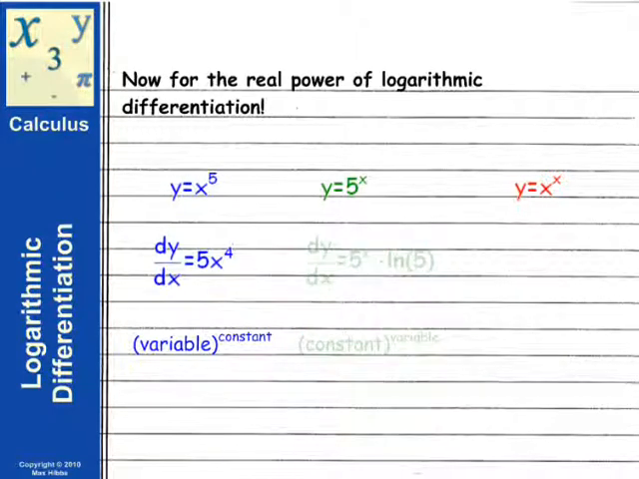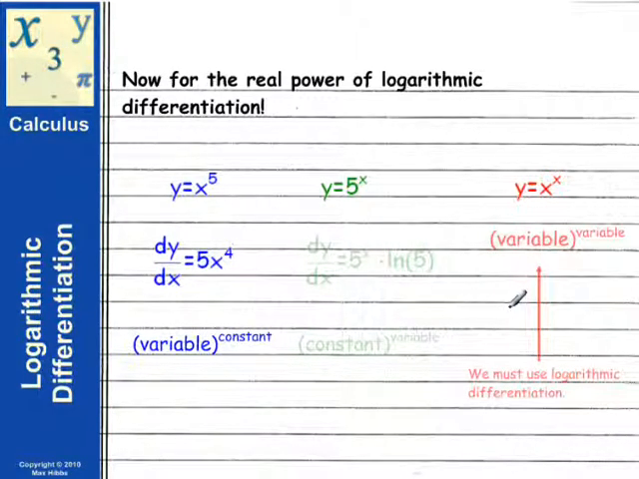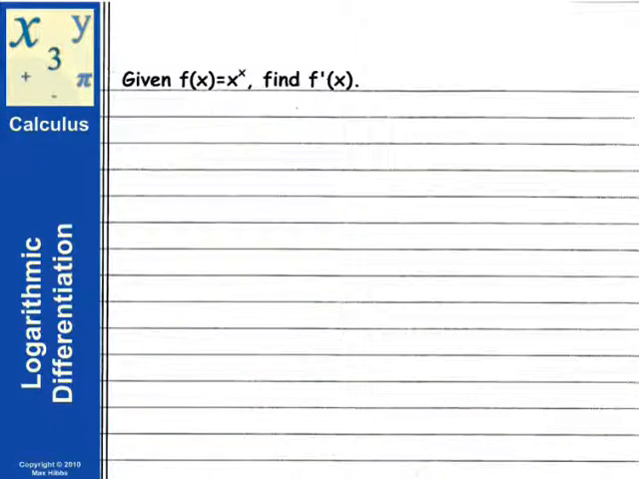Now, the last example is completely different yet. It's a variable to a variable power. And to deal with this, the only thing we have a hope of using is logarithmic differentiation. So let's look and see how we would find the derivative of x to the power x. So our function f of x is x to the power x, and we're to find f prime of x, or the derivative. So step 1, remember, of course, is to rewrite this in y terms.